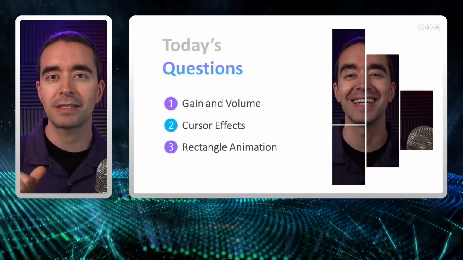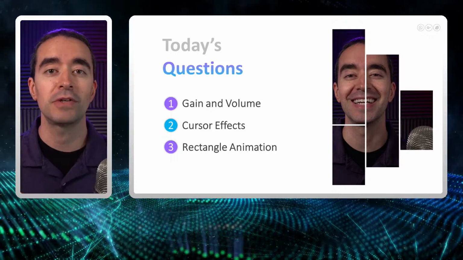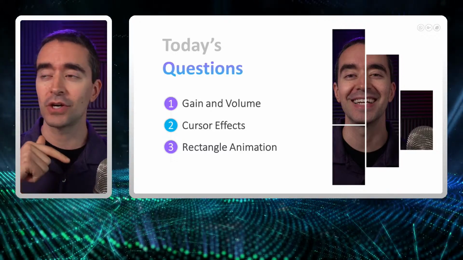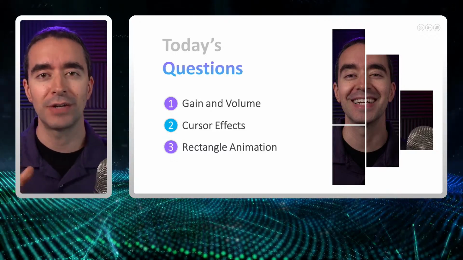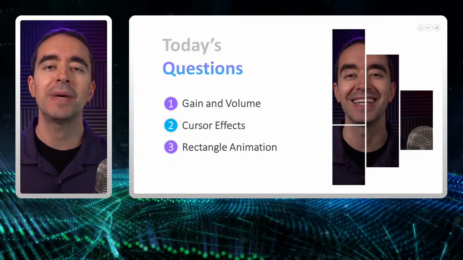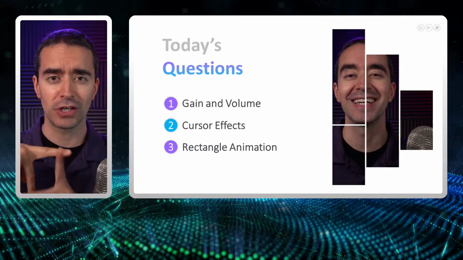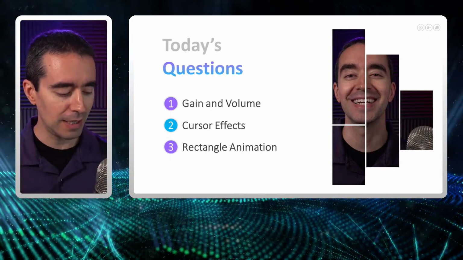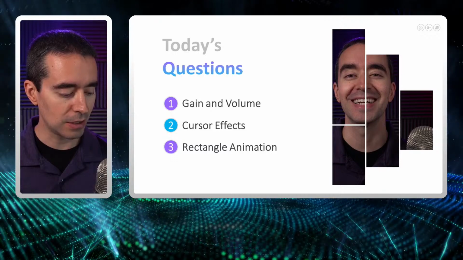So the 3 things I want to look at today: the first question is on the difference between gain and the volume bar. Second question is on cursor effects and how to add some cursor effects. And then the third question is about animating a bar chart technically, but we're just going to call it animating a rectangle. All right, so that's what we want to get through today. So let's head over to that first question.